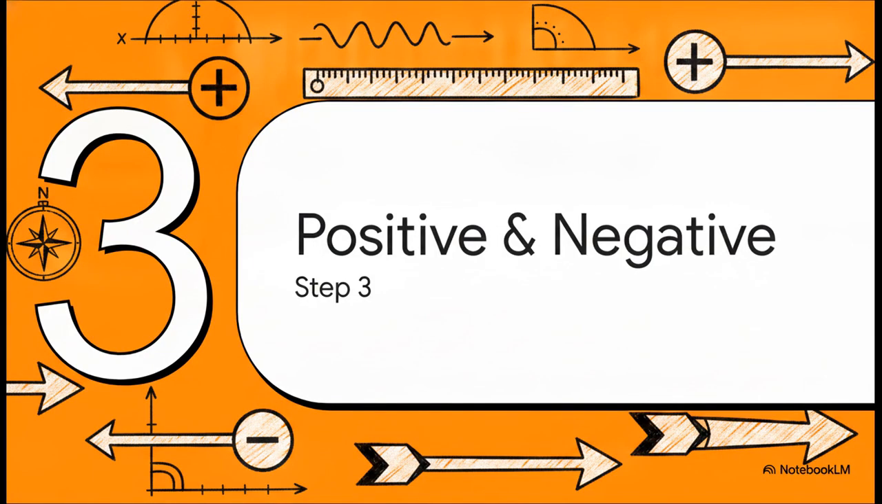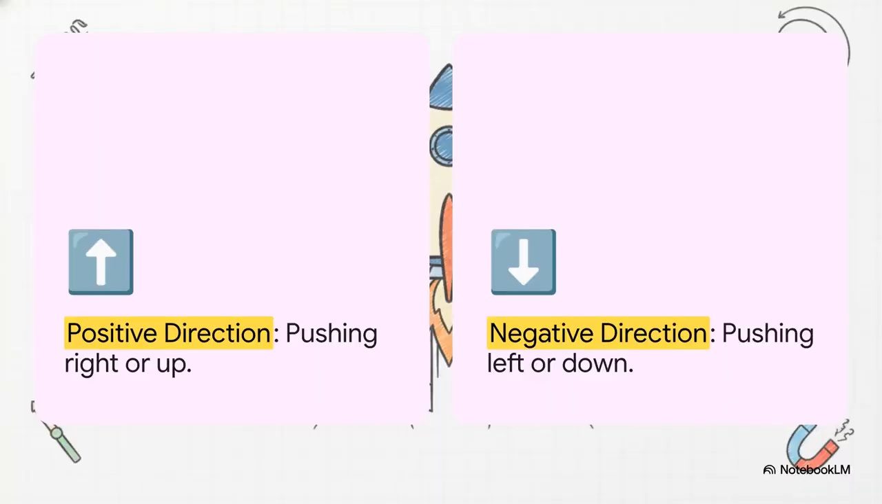Next up, part 3, positive and negative directions. So we have our visual arrows, but to make them mathematically accurate, we have to bring in positive and negative numbers. By standard convention, we assign a positive number to forces pushing right or pushing up. And conversely, we assign a negative number to forces pushing to the left or pushing down. This is an absolute game changer because it lets us translate a simple visual drawing directly into a math equation, which is definitely crucial for our next step.